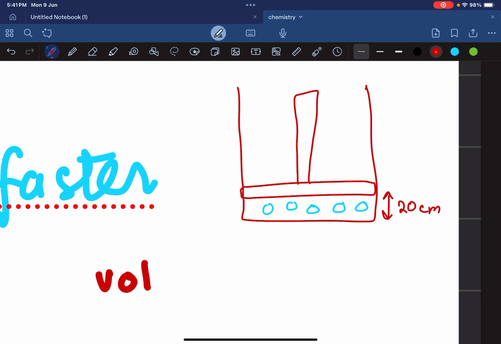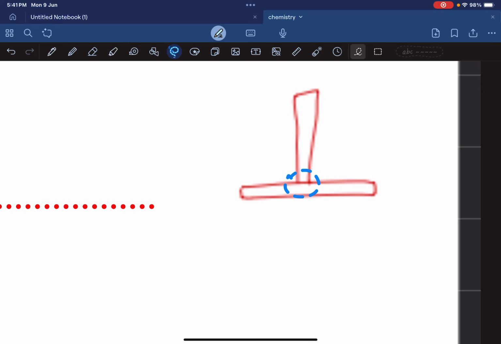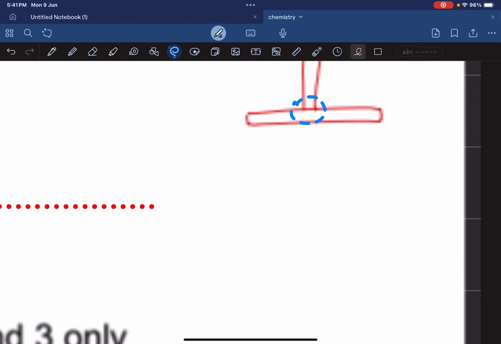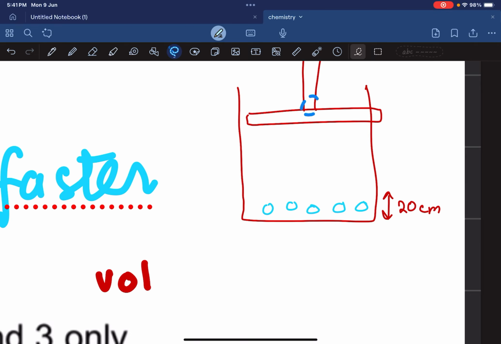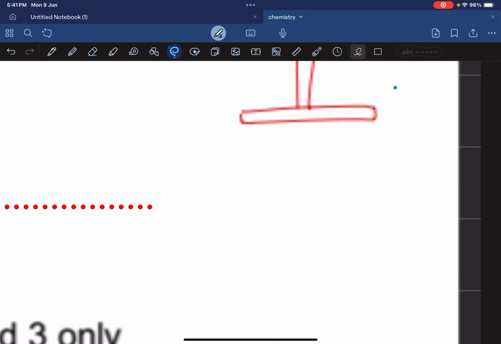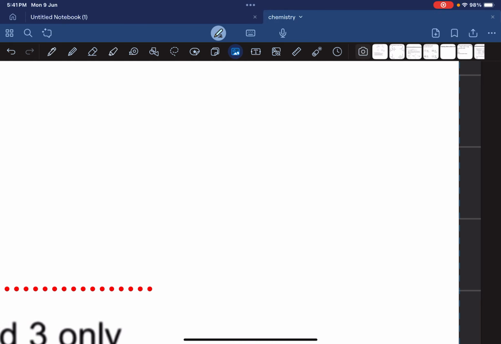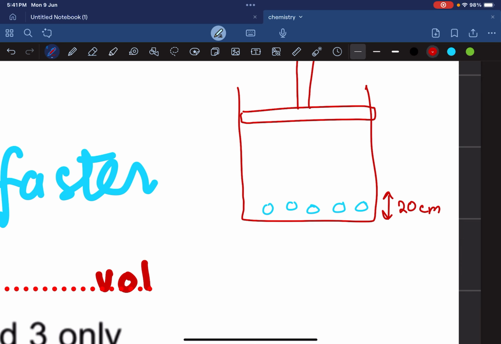But when you increase the volume of the gas, what you do is you move your piston upwards like this, okay? So now your piston has moved upwards, and these 5 particles have a greater volume. The volume increased from 20 to, for instance, 60, okay? Because the volume of the gas increased, now particles are less concentrated, okay?